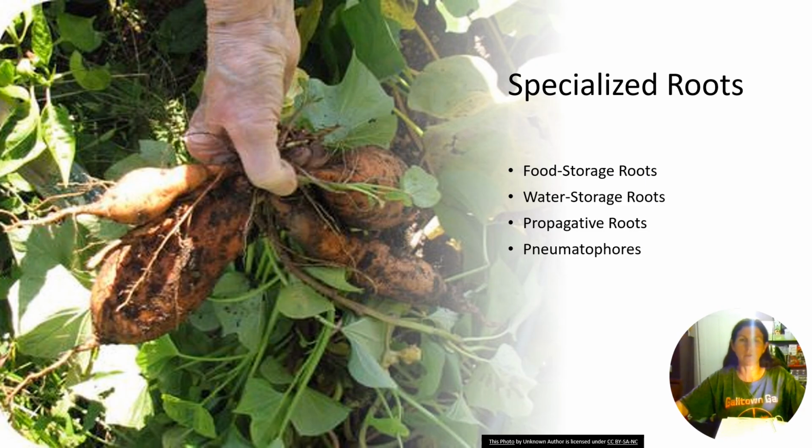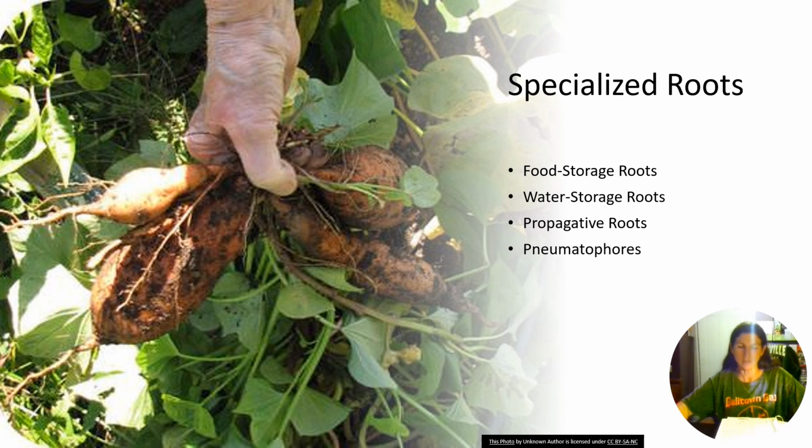So there are some specialized roots, things like food storage, water storage, propagative, and then pneumatophores. So these different types of specialized roots, the food storage roots, if you think of things like sweet potatoes, which is in the picture there, and carrots, radishes, anything that's a root vegetable is what we call them also. These store large amounts of starch, and in that they swell and protrude and grow. And that's what turns into some of the food that we can eat.